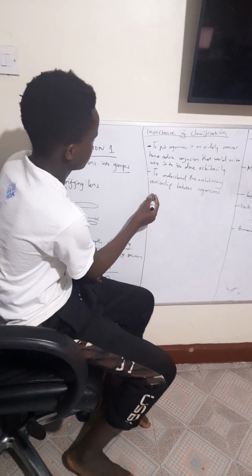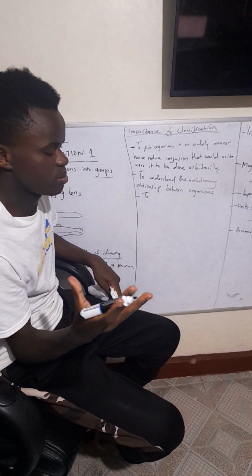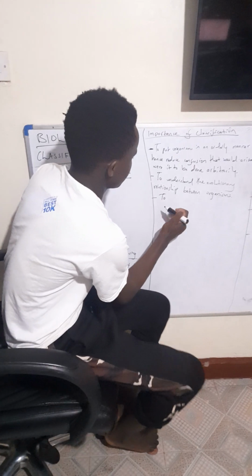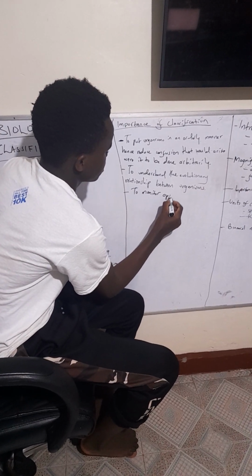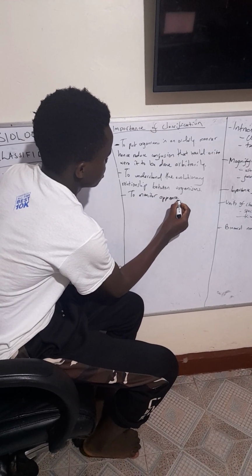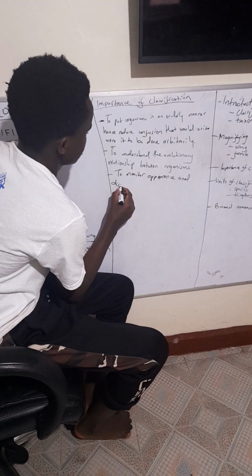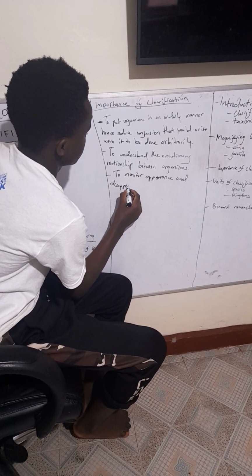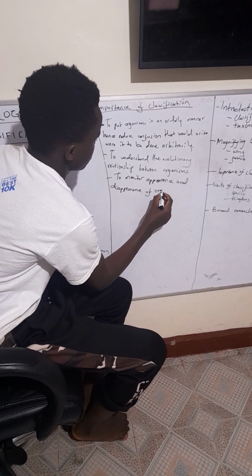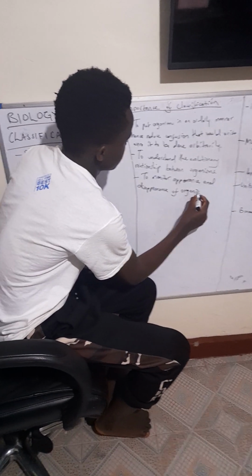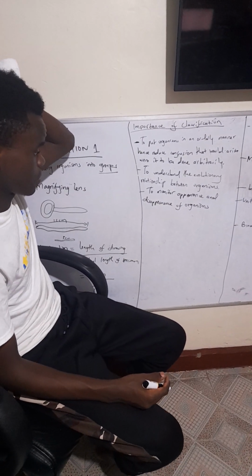This is the other one. To manage all, let's use another word, maybe to monitor. Monitor is better. To monitor appearance and disappearance of organisms. So that's another importance of classification.